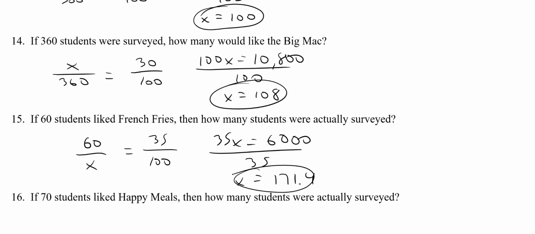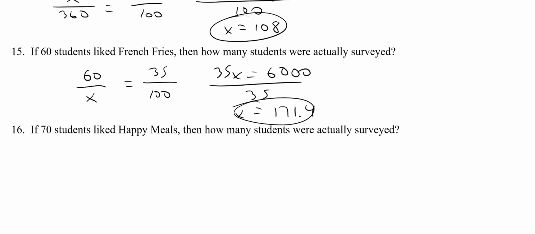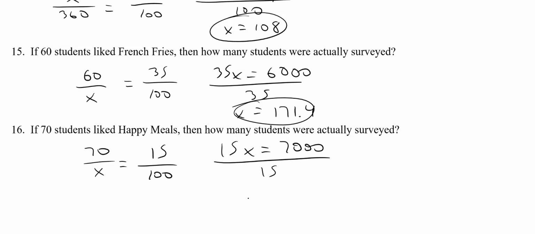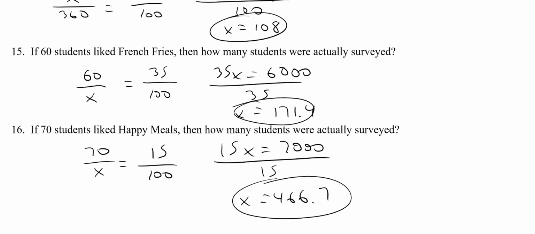Then the last one, if 70 students like Happy Meals, so right away, Happy Meals, I'd go 15%. Okay, so 15 out of 100. And how many students were actually surveyed? So that's what you're looking for in the bottom, and it tells you 70 like Happy Meals. So cross multiply. So 15x equals 7,000, divided by 15. So x comes out to be 466.7. Okay, that's your answer. So 467 basically. Okay, so that's how many actually were surveyed to get 70 that liked Happy Meals.